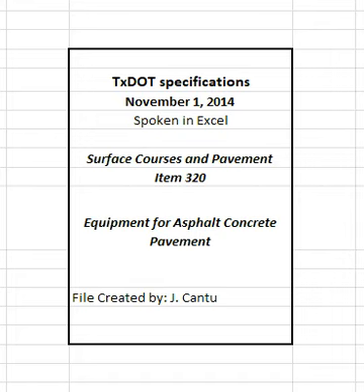Item 320. Equipment for asphalt concrete pavement. 1. Description. Provide equipment to produce, haul, place, compact, and core asphalt concrete pavement. 2. Equipment. Ensure weighing and measuring equipment complies with Item 520, weighing and measuring equipment.